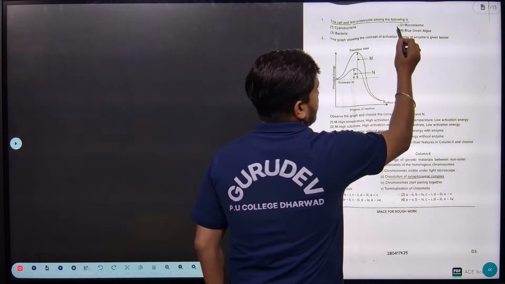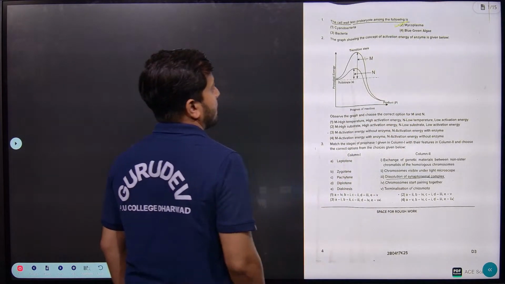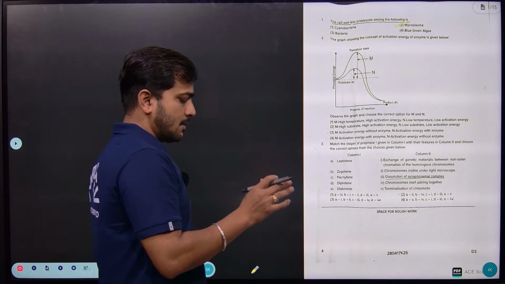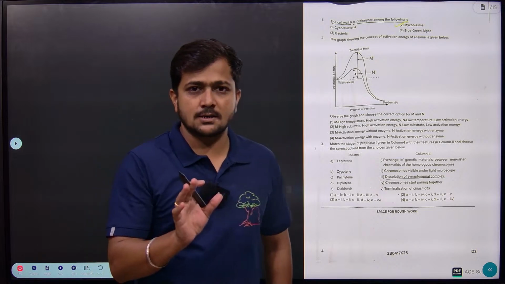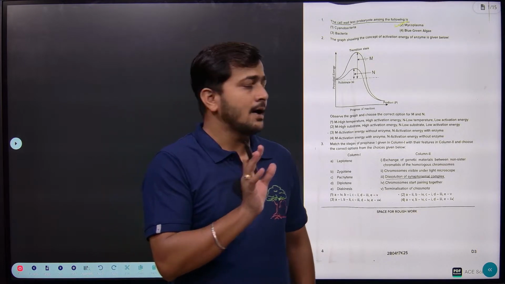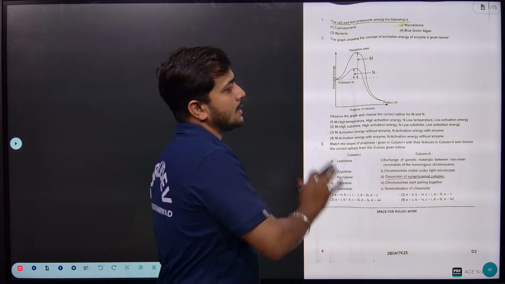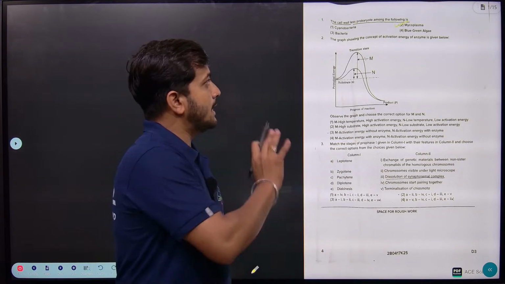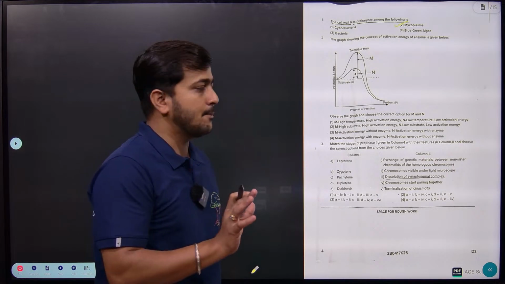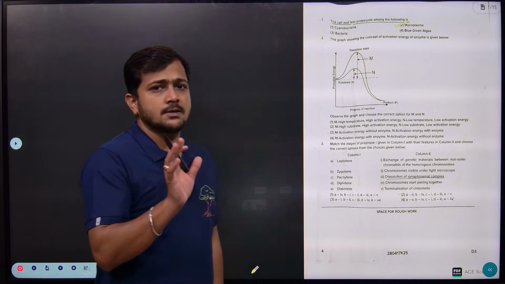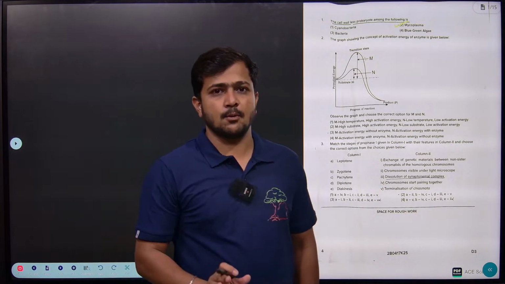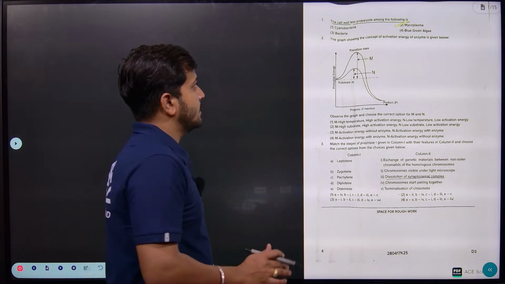So here, the correct answer is mycoplasma, because mycoplasma is even called the smallest cell overall, and it doesn't have a cell wall, right? It has only a cell membrane, which is made up of lipoprotein. So it is composition based, right?